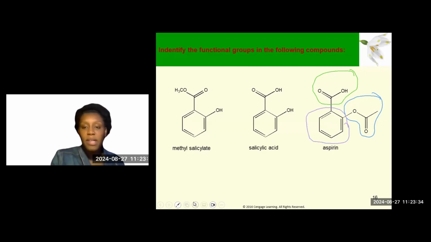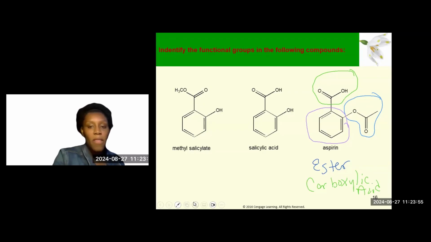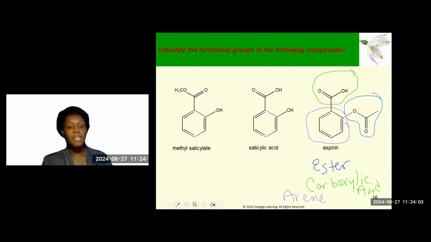So if we're looking at this, the functional group of the first one would be an ester. Repetition is good. And then again, we have another carboxylic acid. And then last, you guys should know that's an arene, or referred to as a benzene. Very good. All right, let's keep going. Let's do a little more practice.